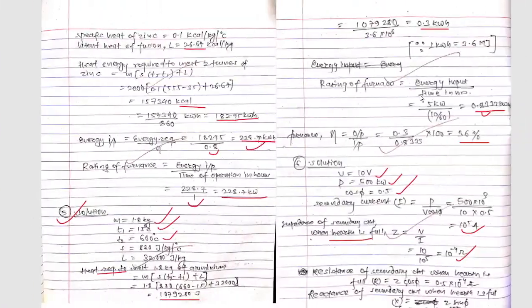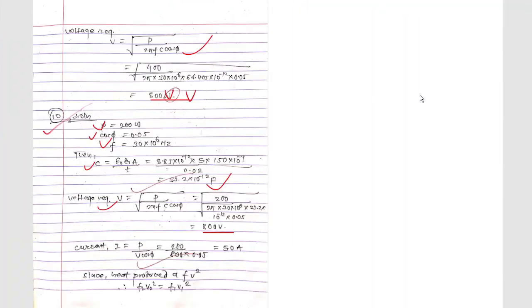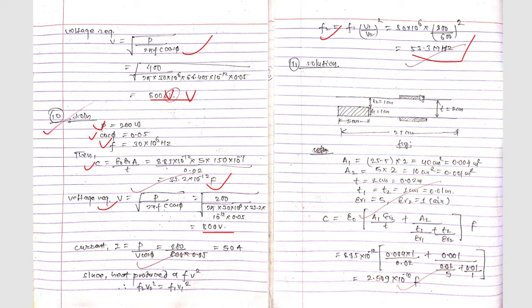So let's see the solution here. All these numericals are based on formulas. Just remember all the formulas properly, and you can easily solve all the numericals. In question number 11, this small piece of plywood has a length of 5 cm and a thickness of 1 cm, and this plywood is placed between two electrodes. This is our two electrodes, and this plywood is placed between them.